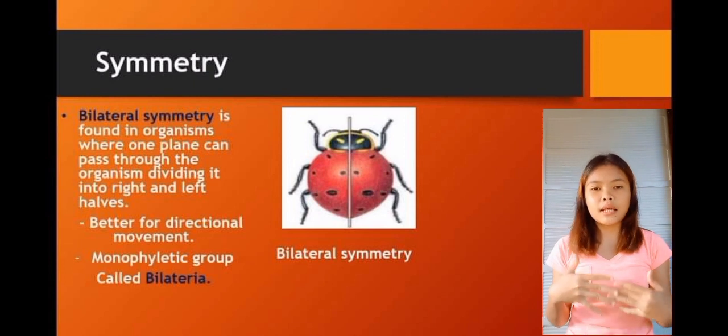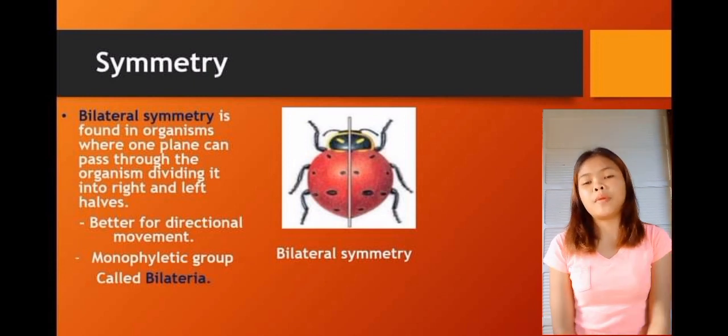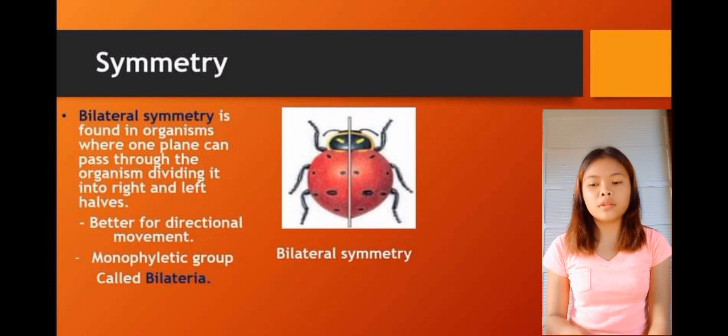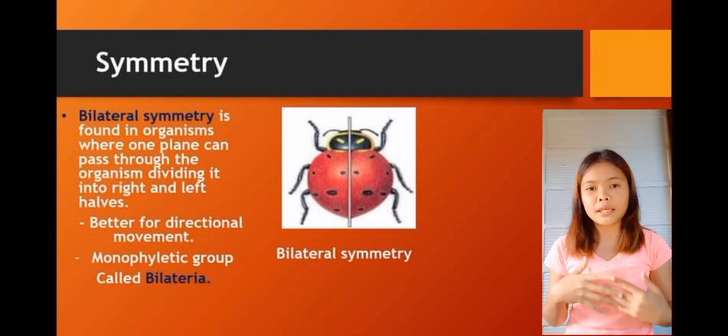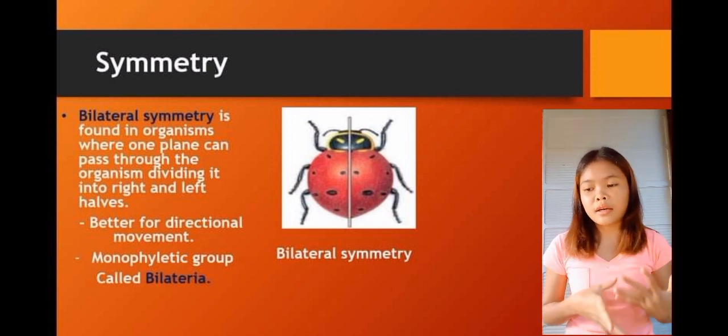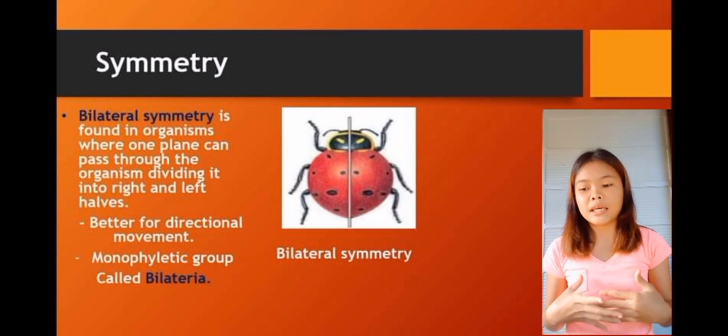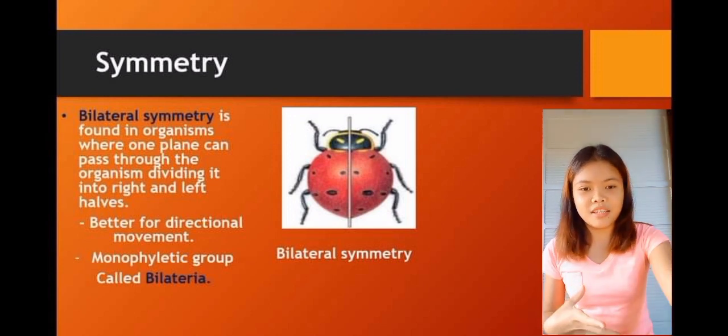So this is the last part of symmetry. Bilateral symmetry is found in organisms where one plane can pass through the organism, dividing it into right and left halves, as in animals with directional movement, called bilateral.